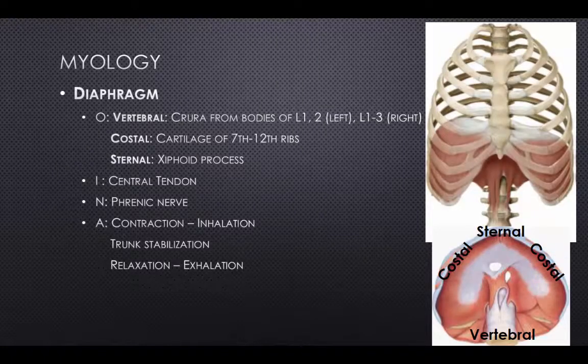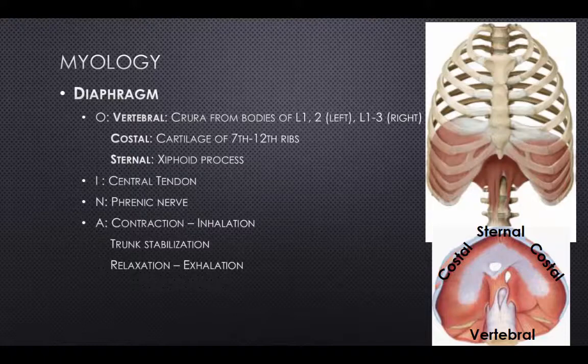The diaphragm is a dome-shaped muscle and membranous structure that separates the thoracic or chest cavity and the abdominal cavities in mammals. It is the principal muscle of respiration. It originates from 3 areas. It has a vertebral origination from the crura of the bodies of L1 and 2 on the left and L1 through 3 on the right. The costal origin comes off the cartilage of ribs 7 through 12. The sternal origin is on the xiphoid process, and all insert into the central tendon.